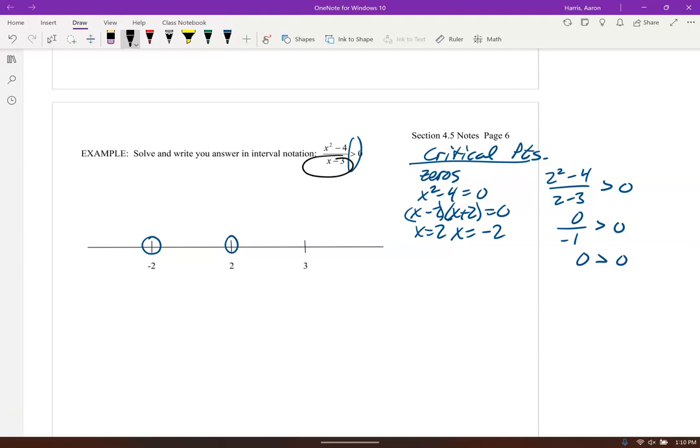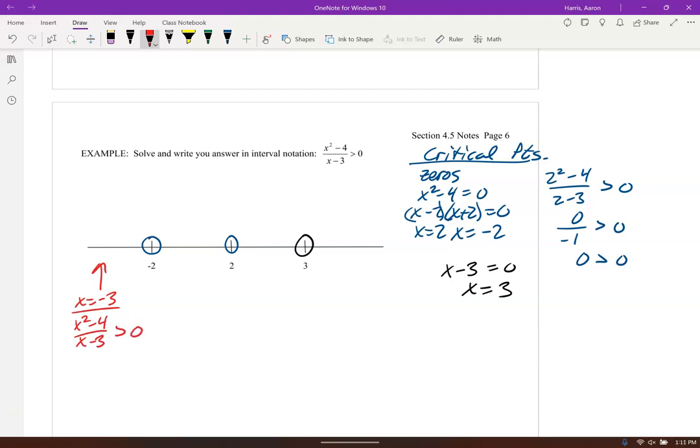And then the other part of it is, where is it undefined? The other critical point comes from the denominator. So 3. You'll never include an undefined point. So that's an automatic exclude of the point at 3. Okay? And now let's go ahead and start testing our intervals. So we'll test to the left of negative 2. So maybe negative 3 into our original x squared minus 4 over x minus 3. We're going to see if that's greater than 0.